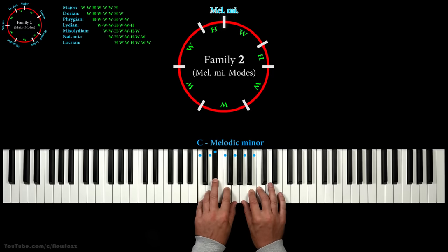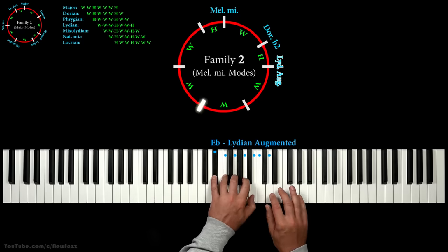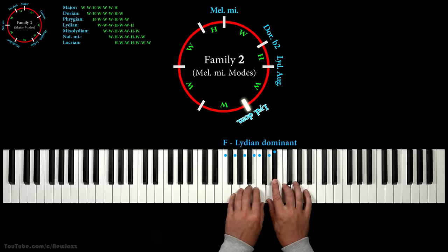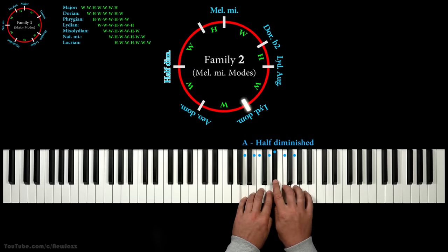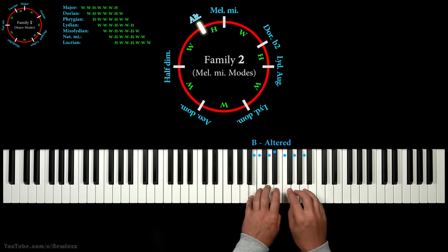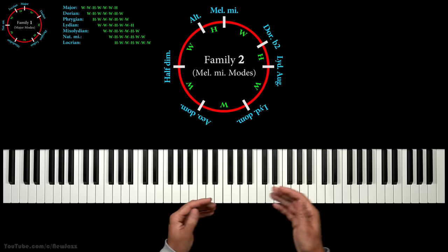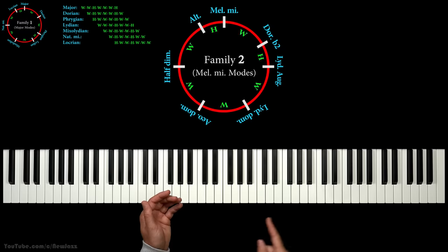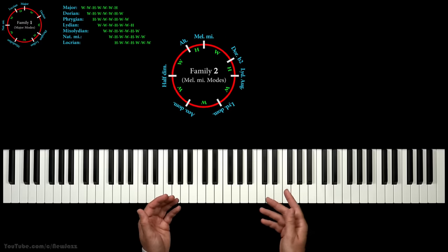So, here we have the second degree, third degree, fourth degree, fifth degree, sixth degree, and seventh degree. Again, all these seven scales belong to the same family because they all have a specific starting point on the same circular interval pattern. Let's write down the interval steps of each scale.